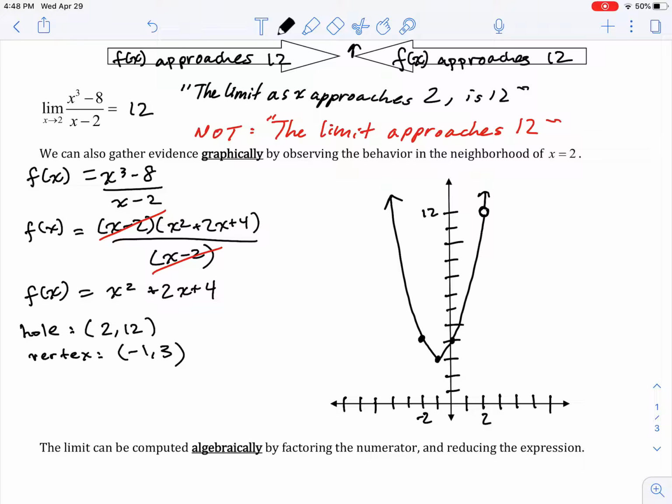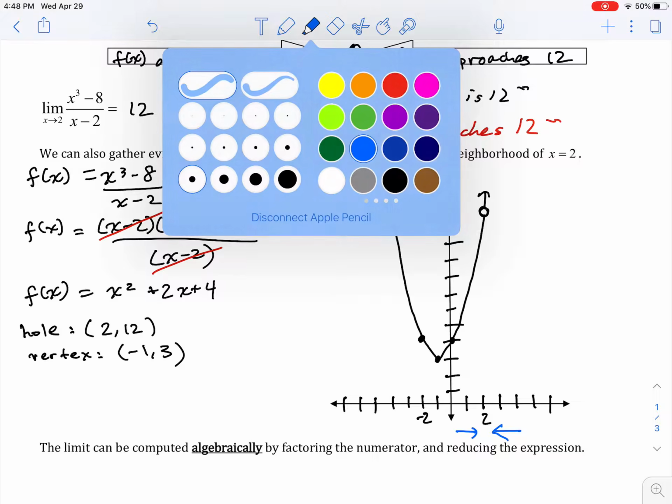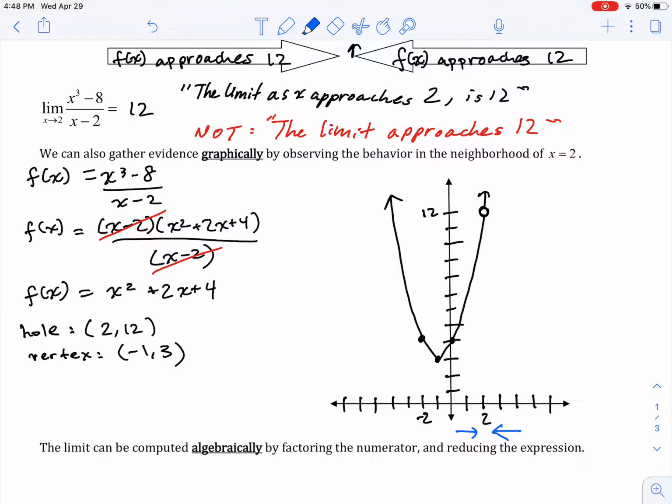The point of this was not so much for us to review graphing parabolas or rational functions, but for us to look at the limit here. So ask yourself, as x approaches positive 2 from both the left side and the right side, what is our function doing? What does it look like our function is getting closer and closer to? Our function's outputs appear to be approaching the point (2, 12).